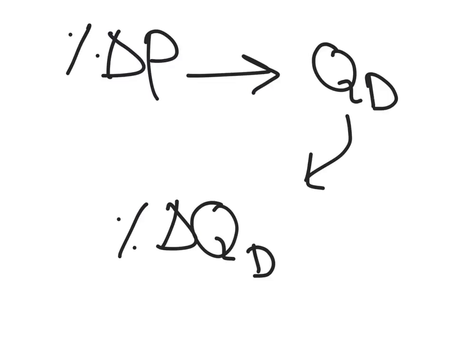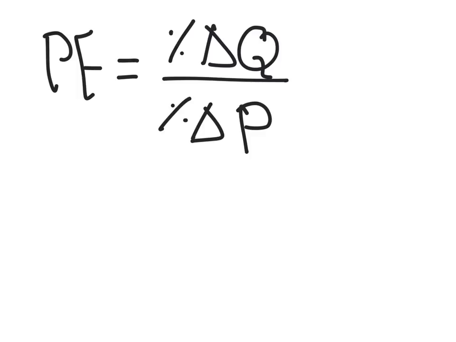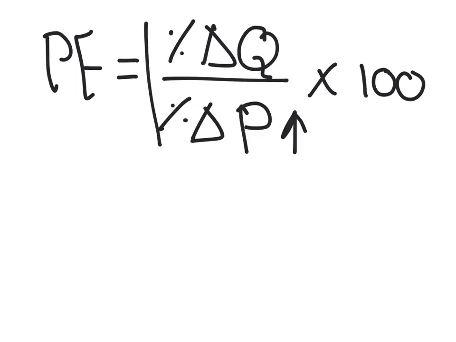So, it's a measure of how much the quantity demanded of a good responds to a change in the price of that good. So, basically, the price elasticity is the percentage change in the quantity over the percentage change in the price. We would multiply it by 100 to get it right, and we should take the absolute value.